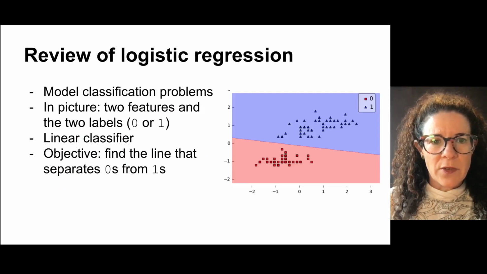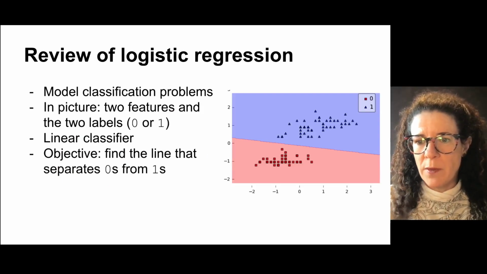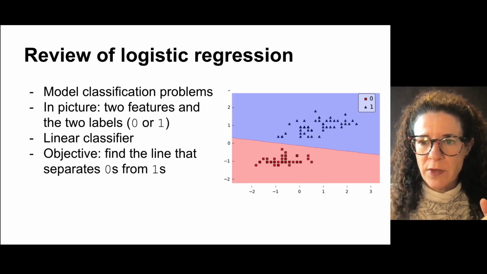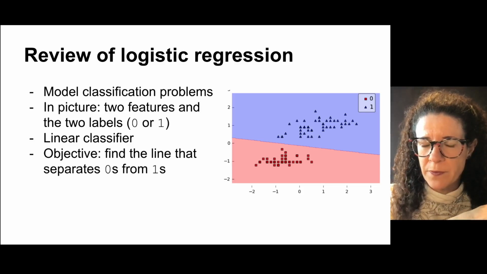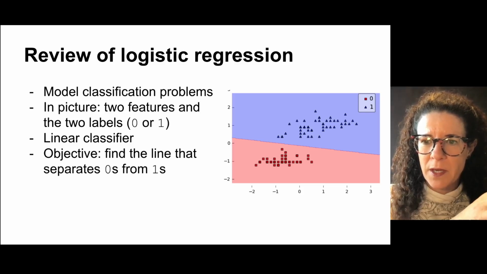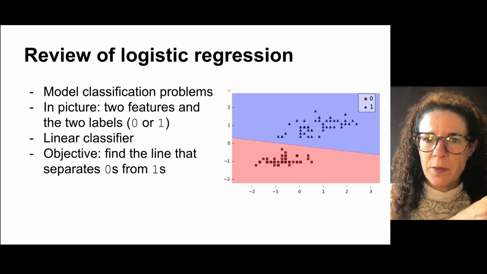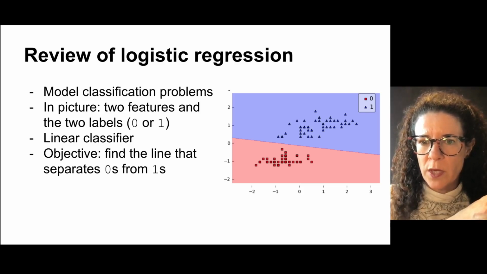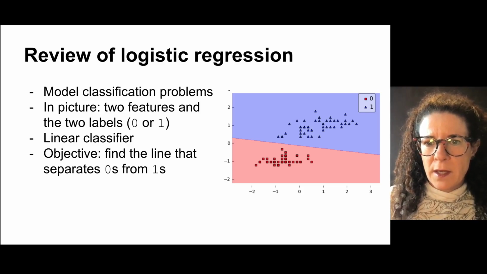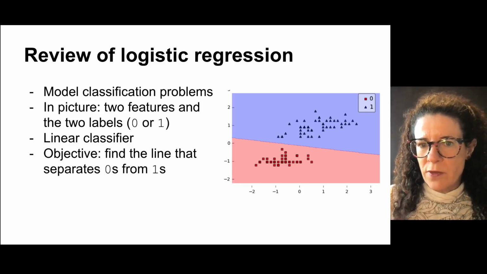Now in logistic regression, we have two labels, in this case 0 and 1. So it's a binary classification problem, and we want to find the line that separates these two labels. In the little image here, our problem is two-dimensional, so I have x1 and x2, and the line is going to divide the triangles from the squares.